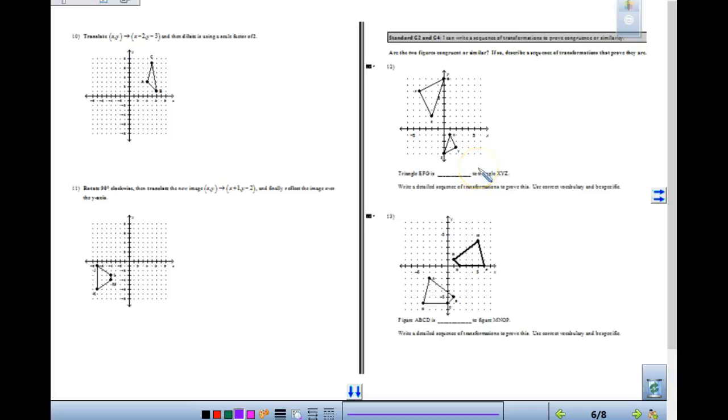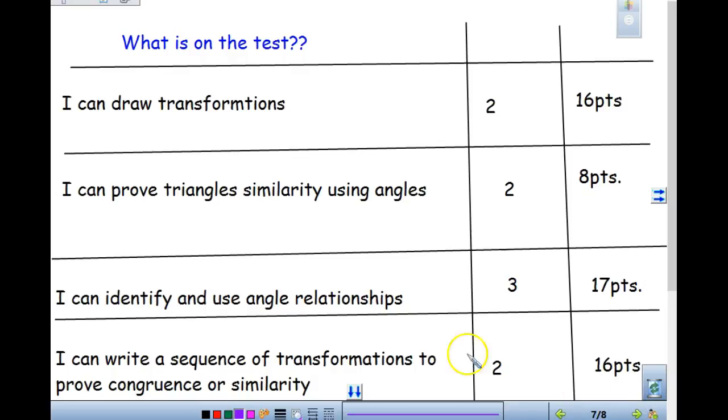Now, on the test, there are some where I tell you to go from the smaller to the larger. But then there are other ones where I just say, are these two similar or congruent? And the directions would be very different. So when you are looking at these, make sure you tell me which one you started with, which one you end with. Okay? And then, what is on your test?